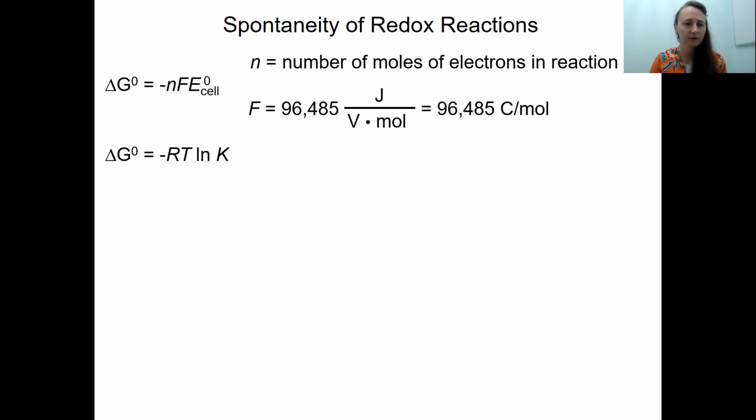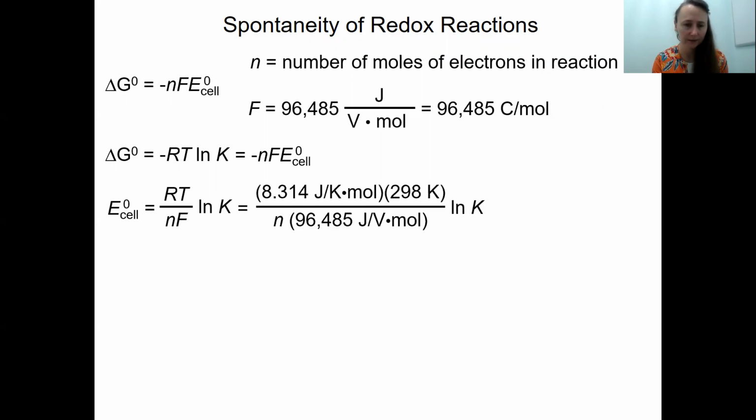So we have an equation for delta G that relates it to the cell potential, but we also have equations that relate delta G to the equilibrium constant. So if we set these equations equal to each other, we can rearrange and find a relationship between the cell potential and the equilibrium constant. So now we have the cell potential is equal to RT over NF times the natural log of K.